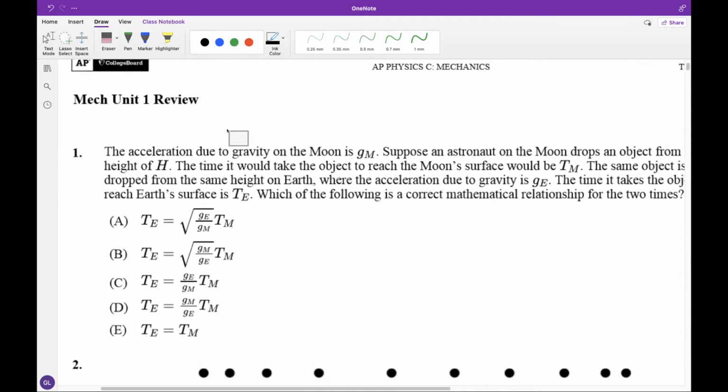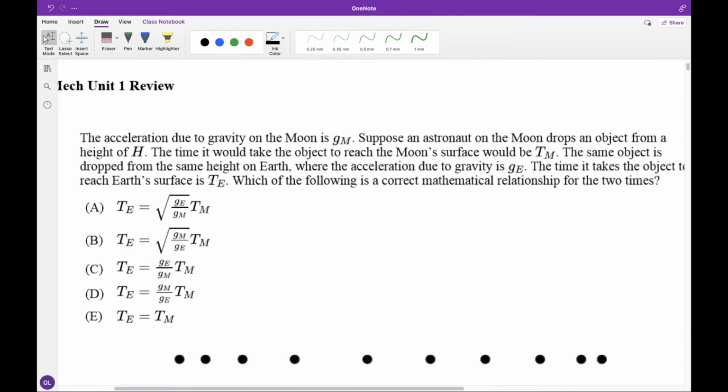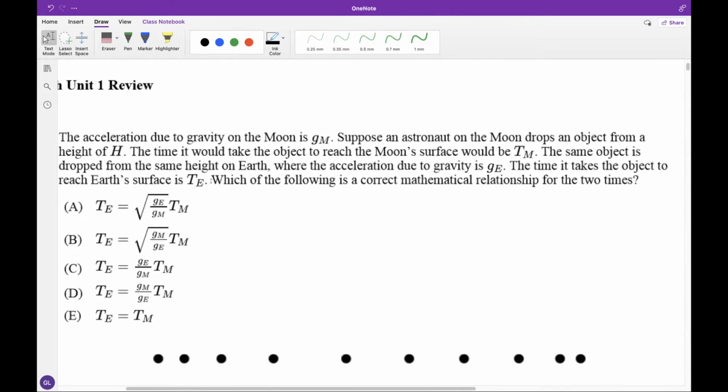Okay. All right. So this question reads, the acceleration due to gravity on the moon is given by GM. And some of these questions may be familiar. Maybe some of these have been assigned in previous assignments. So if they ring a bell, that's great. Hopefully you, more than anything, remember how to solve them as opposed to maybe you recognize the answer. But either way, let's go ahead.